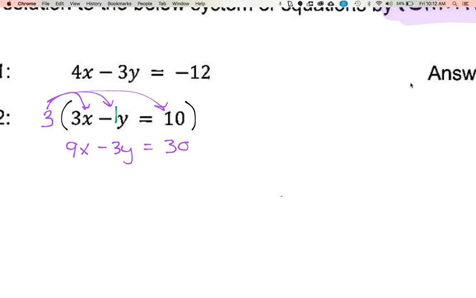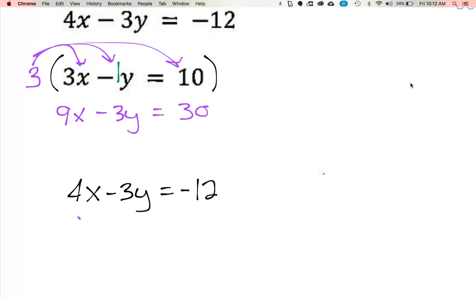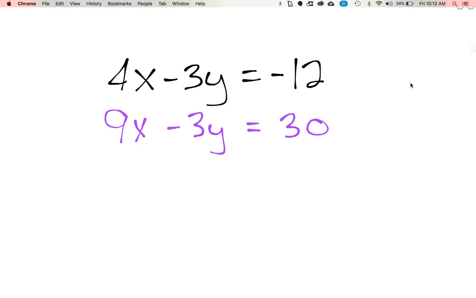Also, take your time and rewrite your two equations. We're keeping the 4x minus 3y. And now we have a new one, which is 9x minus 3y equals 30. Just take your time and clean that up. Give yourself a fresh start.